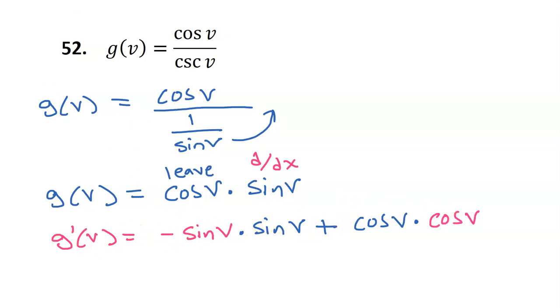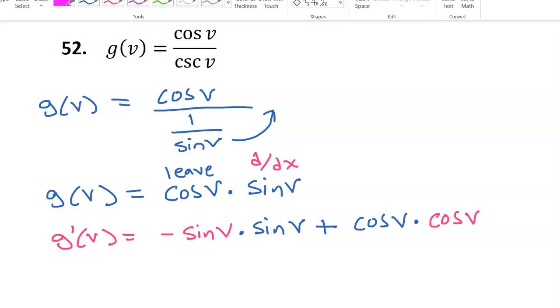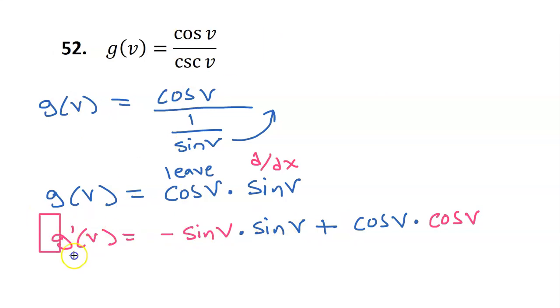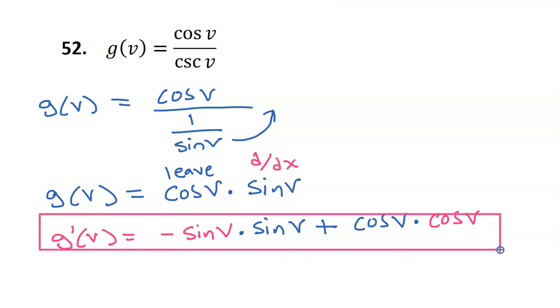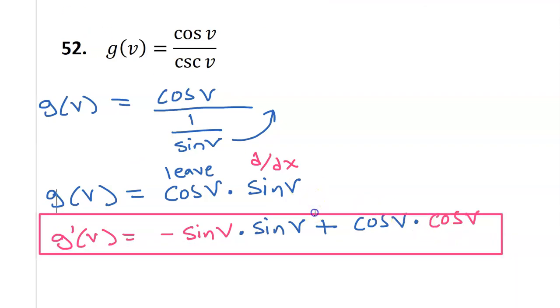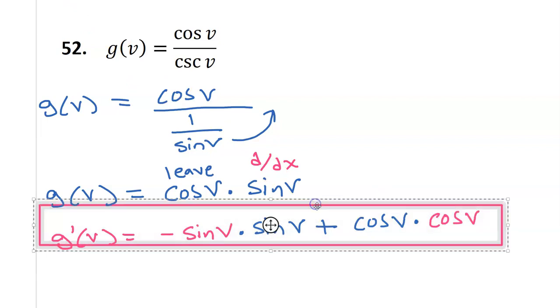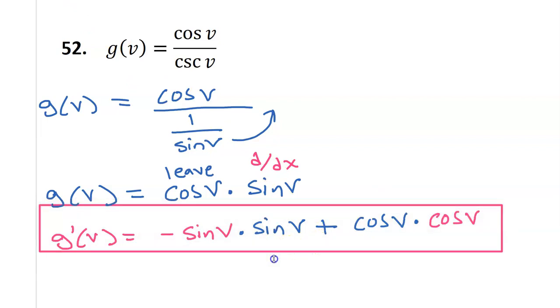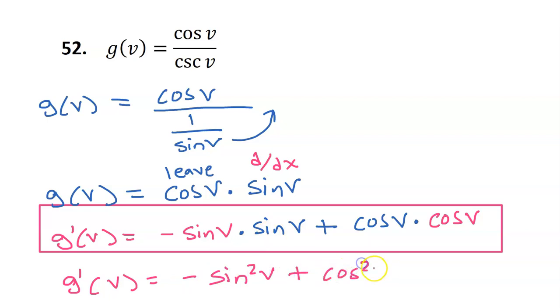So this is the answer. You could just put a box around this. If this were a free response question, this would be an acceptable answer. But it's easy enough to simplify this a little bit, so I'm going to do that. This would be the same thing as sine squared. So I have negative sine squared v plus cosine squared v.